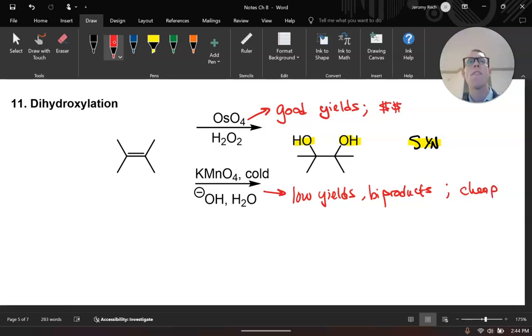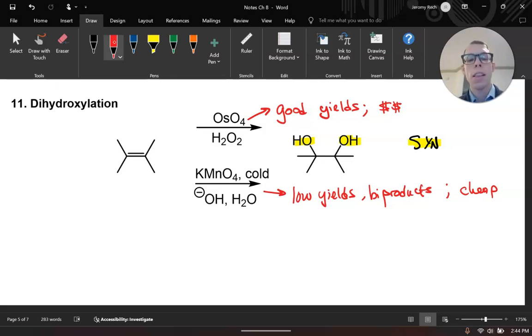So depending on how valuable your starting material is, if it's a pretty cheap starting material, then you just use KMnO4. It's cheap. If you get some byproducts, that's fine. If you lose some stuff, that's fine. If you have a super valuable starting material, you might use the osmium so you don't lose out on some of your precious material and you just suffer the cost.